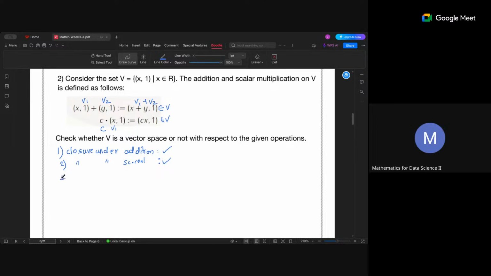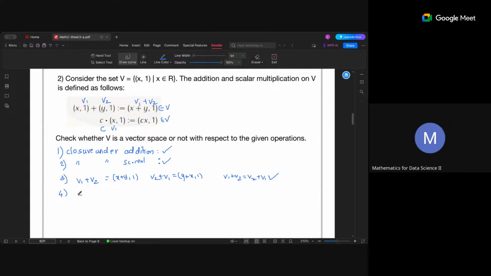What is the next thing? Commutativity. What do you think about the commutativity? V1 plus V2, we already know, is x plus y comma 1. What is V2 plus V1? It is y plus x comma 1. So you see that V1 plus V2 is the same as V2 plus V1. So this condition is also satisfied. What about the fourth one?